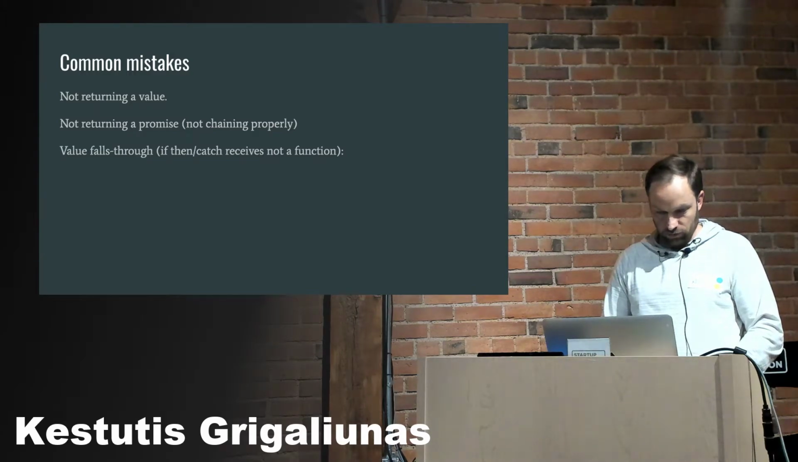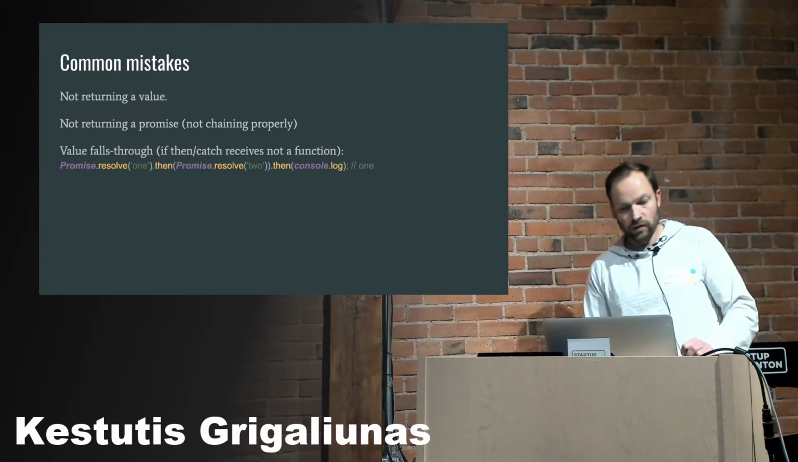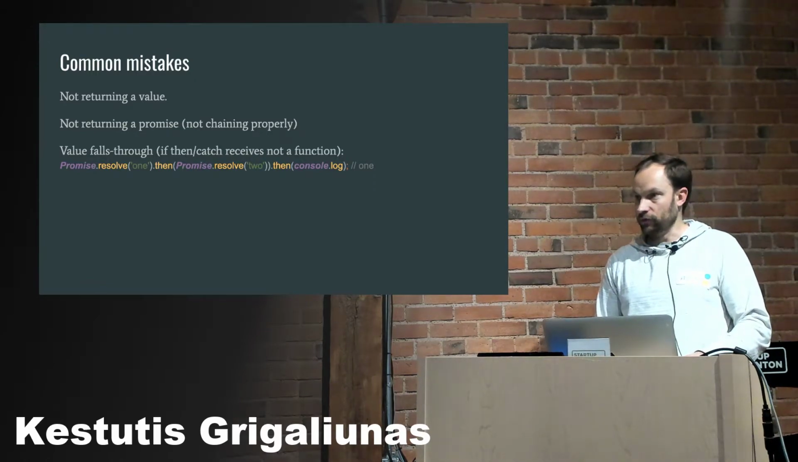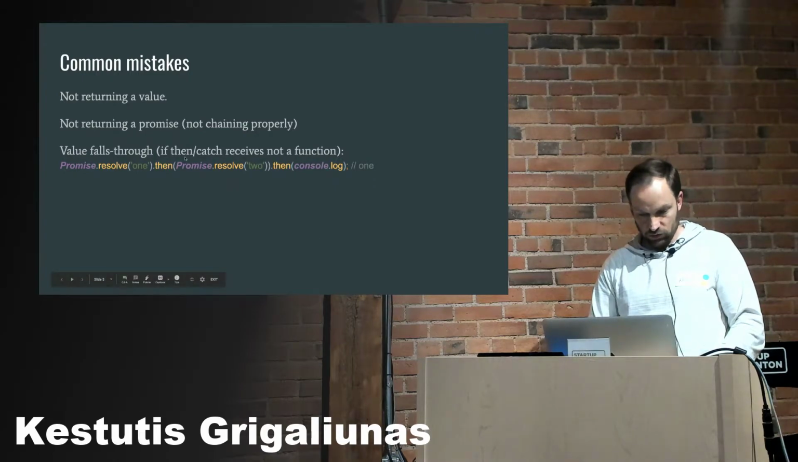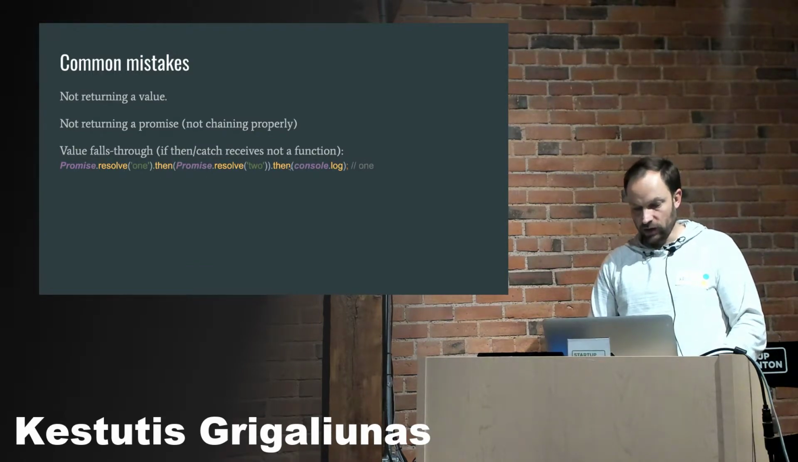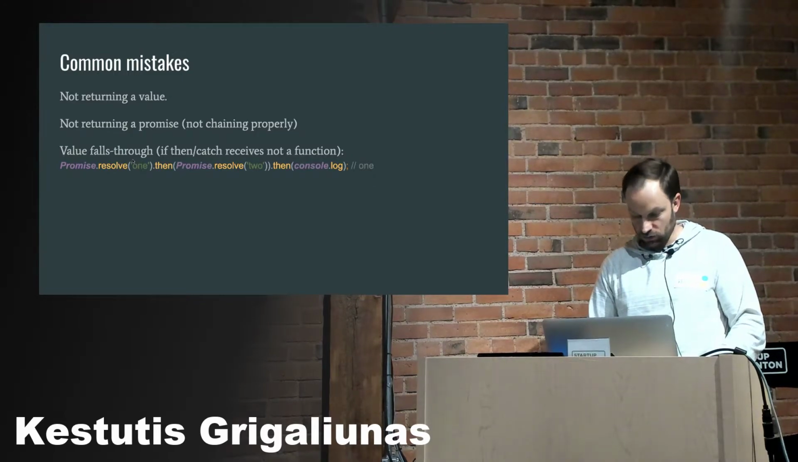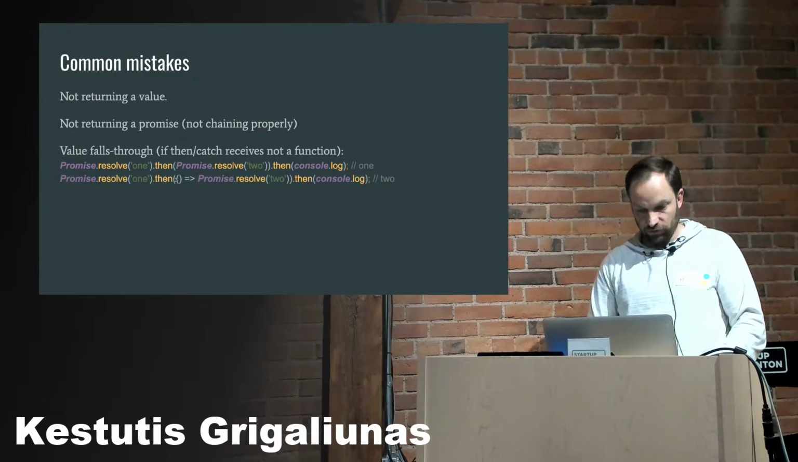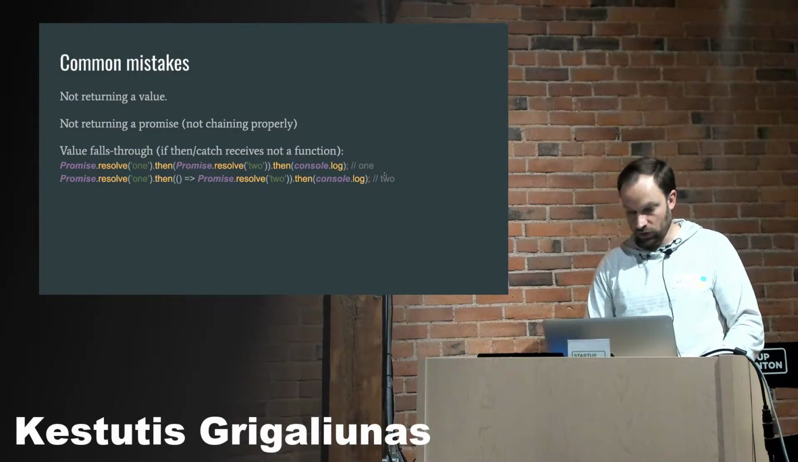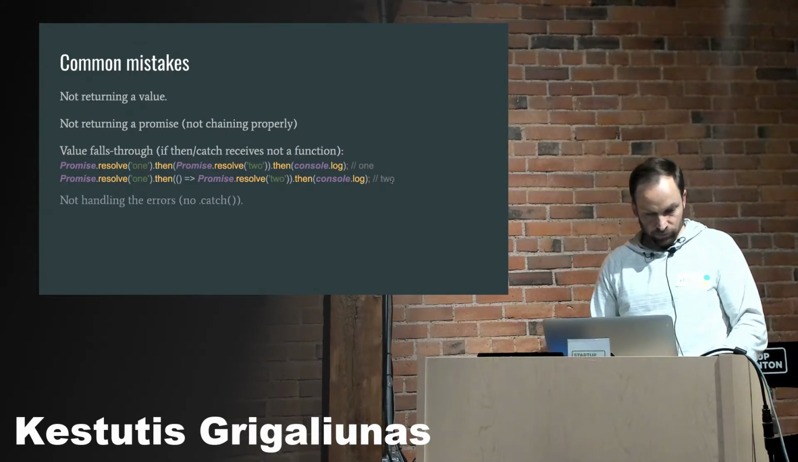And the value falls through when you pass to then or catch something that is not a function. So in this example, as you see, it's a straight promise, so it's a non-function. And what happens is the last then receives the resolved value of the first promise. The fix is to have a function that returns a promise, and in that case the chain goes on and we get the result we expected.